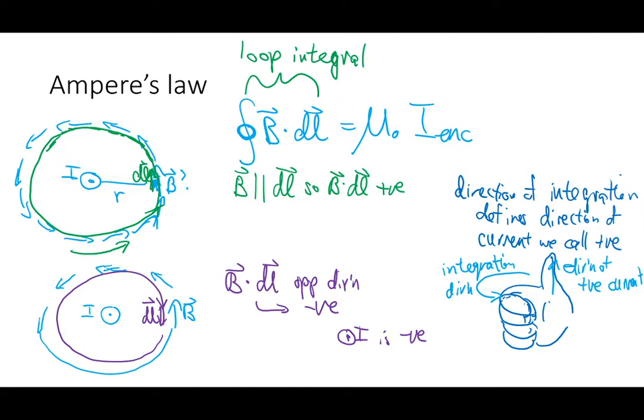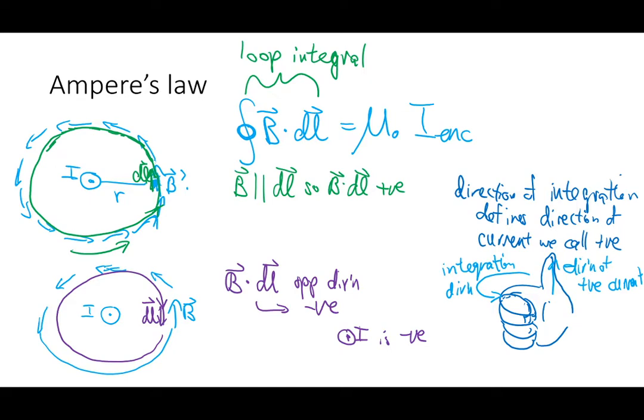Now, very important here, the integration direction and the direction we call positive in terms of current has nothing directly to do with the actual direction of the magnetic field or the current itself. It's just that if the current happens to be in the direction of our thumb, then we call that a positive current. If the current happens to be in the direction opposite to our thumb, then we call it a negative current, right? It's just our way of defining positive and negative.